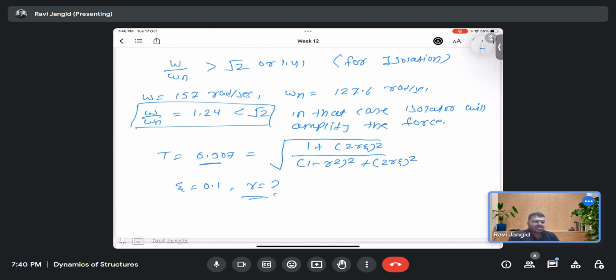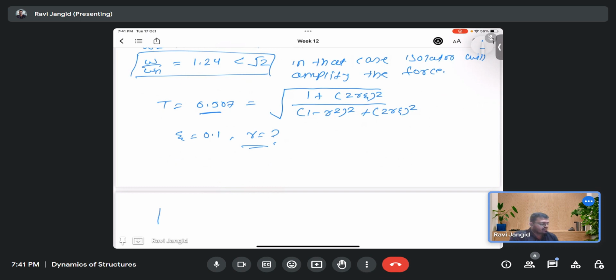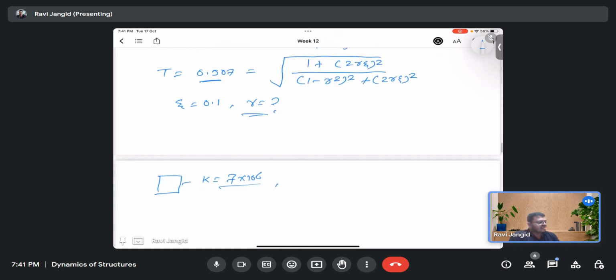One thing is that you do not need to do the calculation. I have the availability of the same kind of isolator, with a stiffness of 7 into 10 raised to power 6. Using that, I'm getting omega n equal to 127. How can I reduce this? Because my mass is constant, how can I reduce my stiffness?